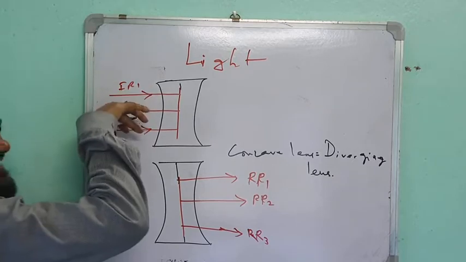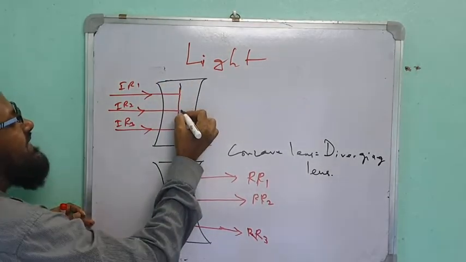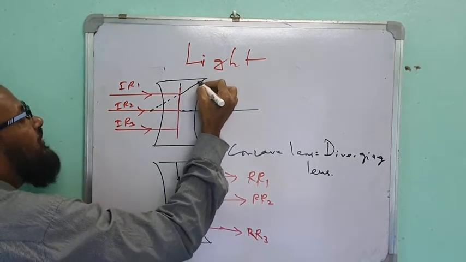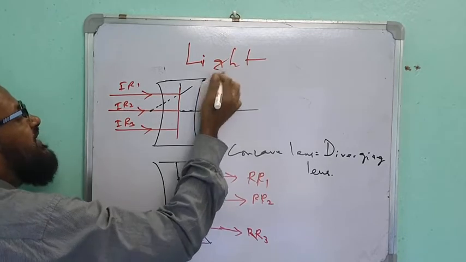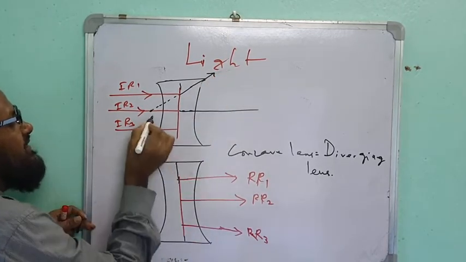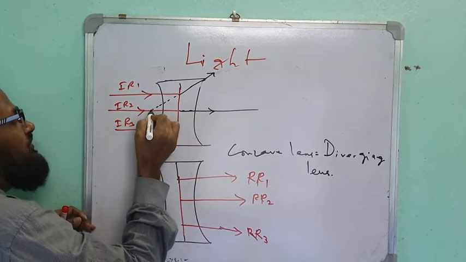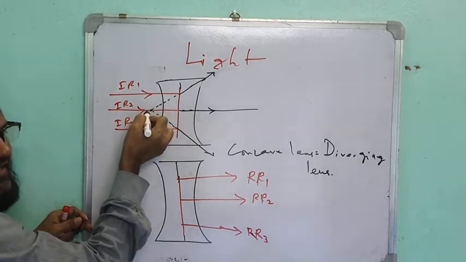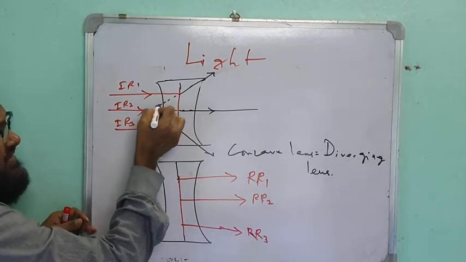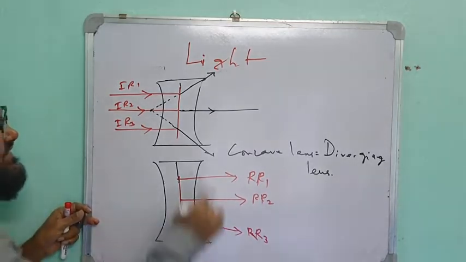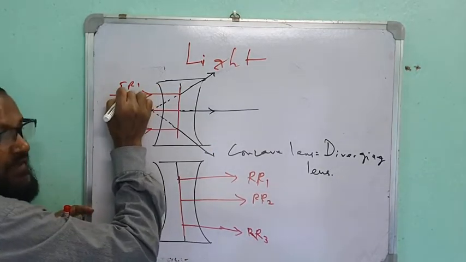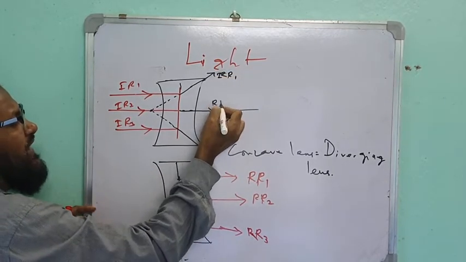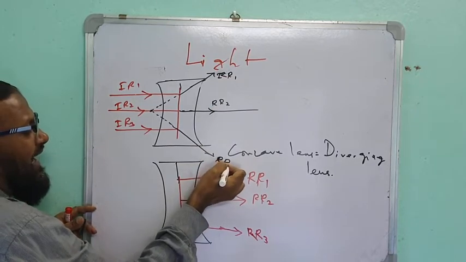Parallel rays after refraction will appear to come from like this. Since there is no actual light here, this path is denoted by a dotted line. This is for IR1, incident ray 1. This should be RR1, this should be RR2, and this should be RR3.